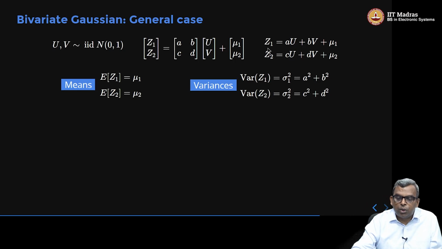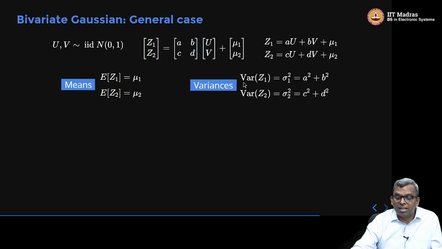There are only two random variables here, Z1, Z2. First we will do mean. If you do expected value of Z1, expectation is linear, so it goes in. Expected value of u is 0, expected value of v is 0. Expected value of mu1 on the other hand is a constant, so it will just become mu1. So you see Z1 has mean mu1, and expected value of Z2 becomes mu2, so Z2 has mean mu2. So means are very easy.